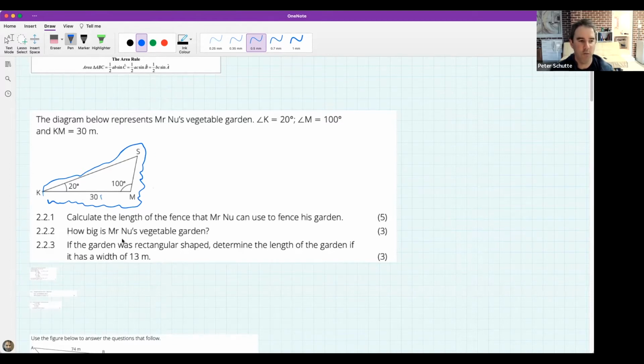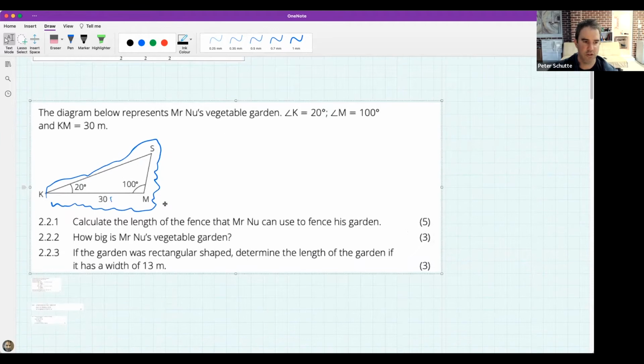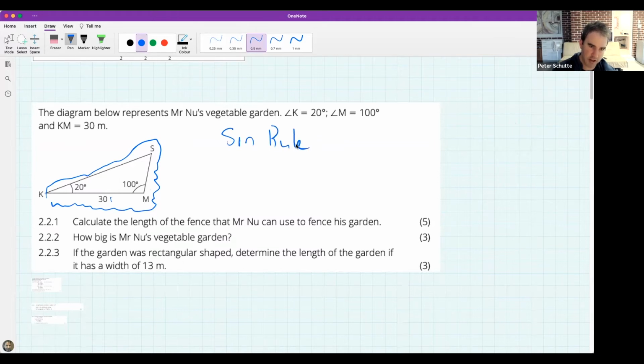Let's just do that first. So what tool do you think we're going to use, and what would your strategy be to find the length of the fence around this triangle? Who has an idea? So sine rule, I absolutely agree, Lutando. And that works because you've got two angles on a side. And so I think what's going to happen is you use the sine rule. And what are you going to use the sine rule to do? What is it going to help you find?